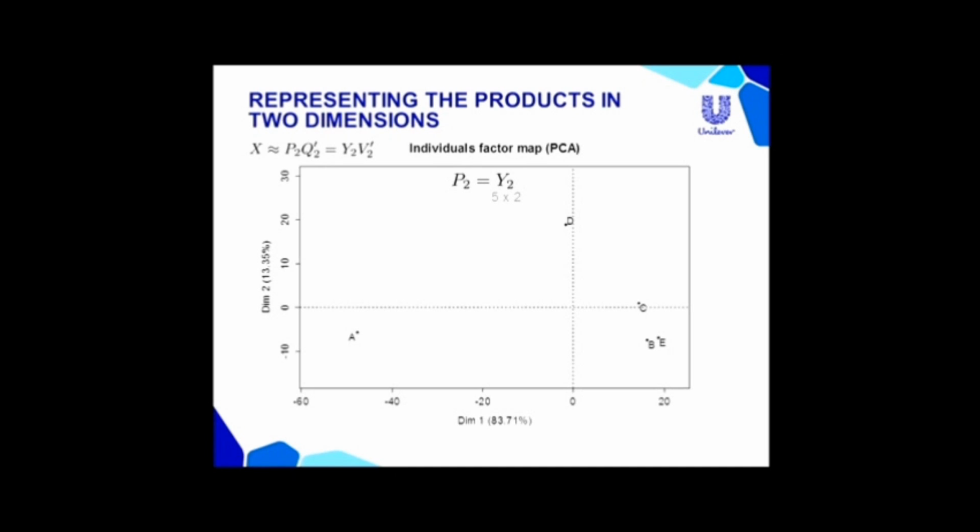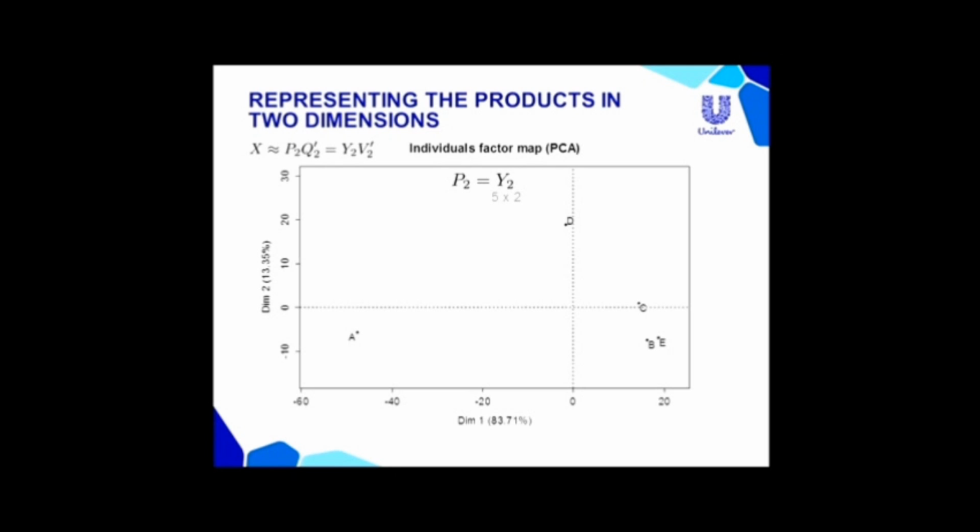You can see this first axis here is explaining 83% of the variation of the data. That's a lot, that's good. So that's pulling out a lot of what's going on in the data. And the second one's pulling out about 13 or 14%. So it's representing a lot of the variation that's present in the data set.